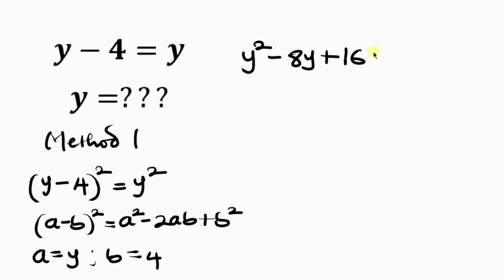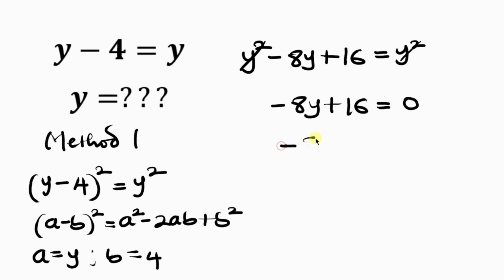And this is equal to y squared. Now notice something. I have y squared on the left hand side. I also have y squared on the right hand side, so they can cancel out, leaving behind negative 8y plus 16 equal to 0. Now let's move 16 to the right hand side. So we have negative 8y equal to, as 16 crosses to the right, it becomes negative 16.